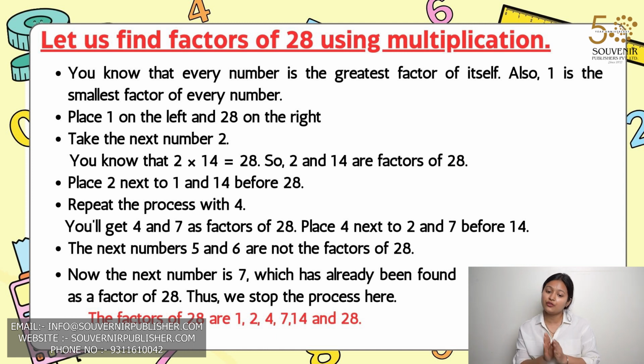Repeat the process with 4. You'll get 4 and 7 as factors of 28. Now, place 4 next to 2 and 7 before 14. The next numbers 5 and 6 are not factors of 28. Now, the next number 7 has already been found as a factor of 28, so we can stop the process here. The factors of 28 are 1, 2, 4, 7, 14 and 28.